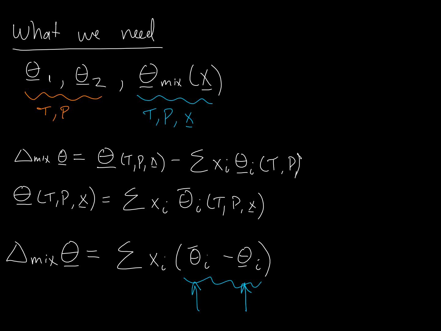But if any one of the components in the system behaves at all differently when it's in a mixture versus as a pure species, then we basically have a non-ideal mixture, and we will have some property change upon mixing of the system.